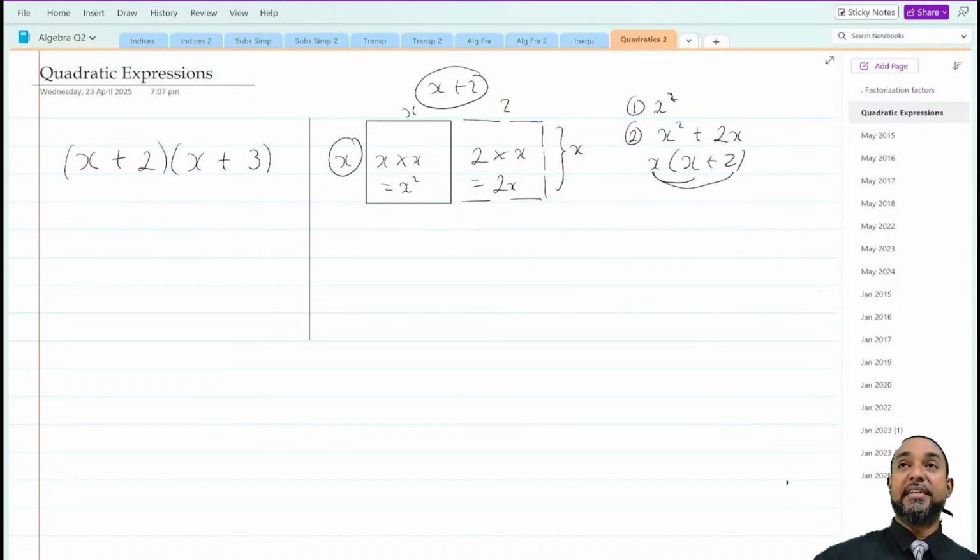So that is why the distributive law works, because what we are doing is finding the areas of quadrilaterals that are side by side.